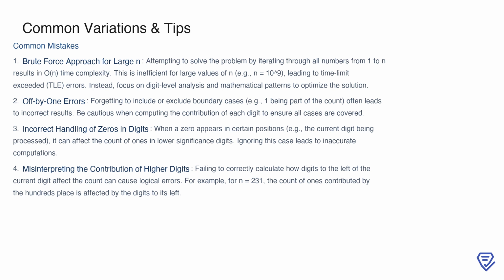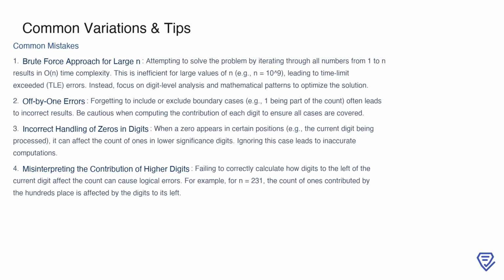Another mistake is off-by-one errors, where boundary cases like the inclusion of the number 1 are sometimes overlooked. This can easily lead to incorrect results, so it's important to carefully account for all contributions. Additionally, zeros in certain digit positions can be tricky. For example, when the current digit being analyzed is 0, it may affect how ones in lower significance digits are counted. Ignoring this subtlety can result in inaccuracies.